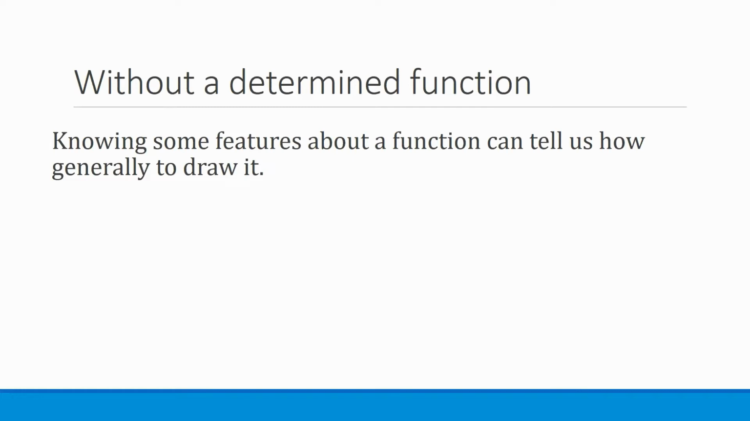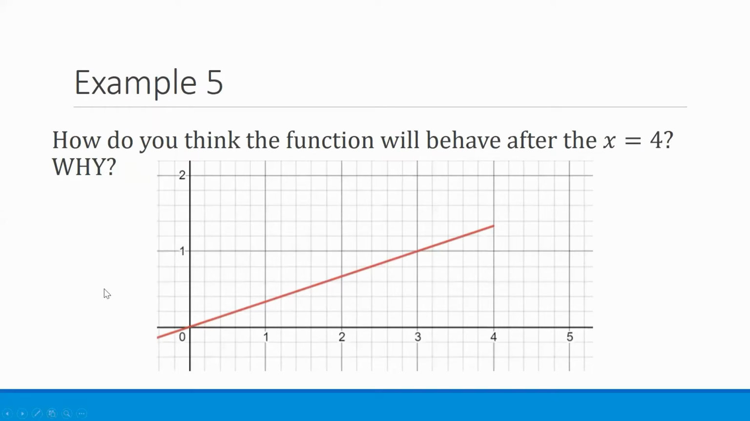This type of reasoning can also be extended in lots and lots of different ways. Knowing some features about a function can tell us how generally you can draw it. Well, think about looking at a pattern. Here we have a pattern. It looks like there's a straight line from basically negative infinity up to 4.